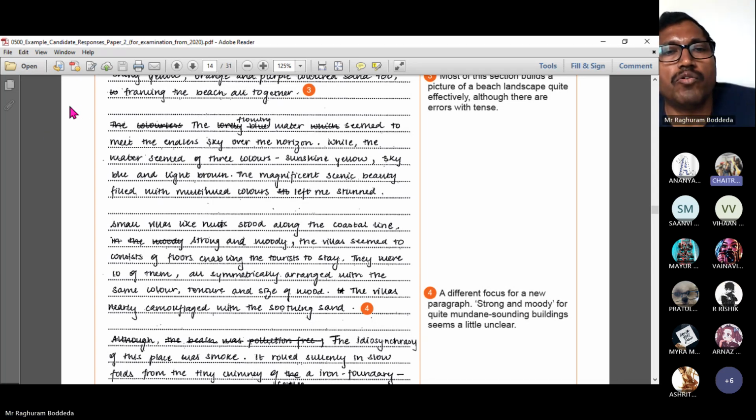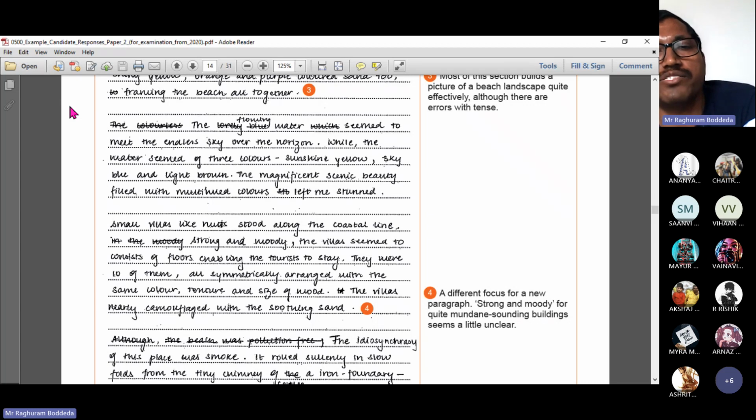The flowing water seemed to meet the endless sky over the horizon, while the water seemed of three colors: sunshine yellow, sky blue, and light brown. The magnificent scenic beauty filled with multi-hued colors left me stunned.